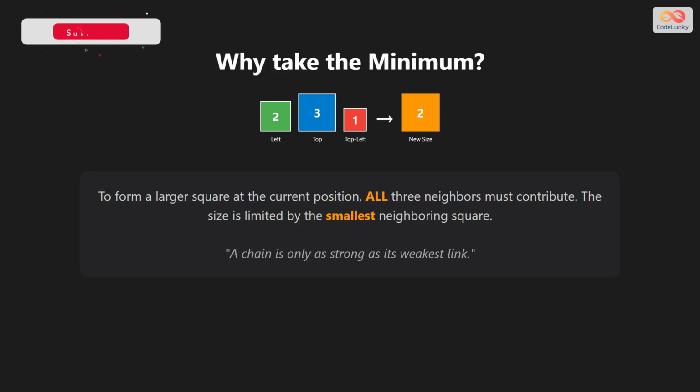Why do we take the minimum? Imagine you want to form a square of size 3. You would need a square of size 2 ending to your left, a square of size 2 ending above you, and a square of size 2 ending at the top left. If any of these neighbors is smaller, it limits the size of the new square you can form. It is like a chain that is only as strong as its weakest link.